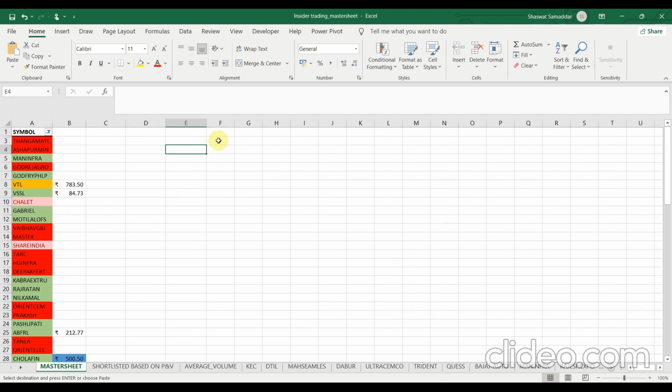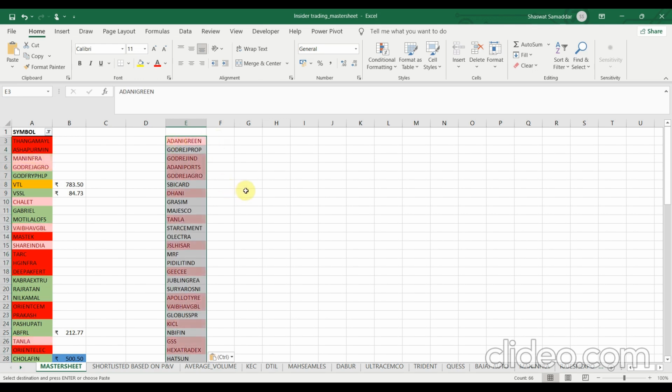Now, if you don't know what this insider trading master sheet is and you want to know how to make this from scratch, you could check out my playlist, trading on insider information. I have built this whole master sheet from scratch in that particular playlist. Alright, so I'll paste all the company names here. Kindly ignore the change in the color fills for now. I'll explain in a bit.